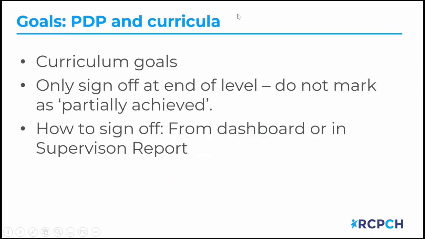So here again, I've just outlined what I discussed earlier. The curriculum goals, which you can see on a trainee dashboard, you only need to sign these off at the end of a level. Don't worry about marking them as partially achieved. You can sign these off from the dashboard, as I just showed you, from the report section, or you can go directly into the supervision report.